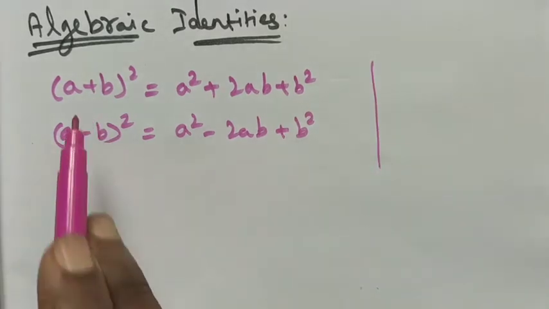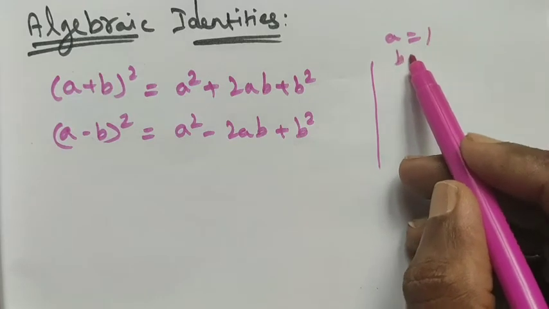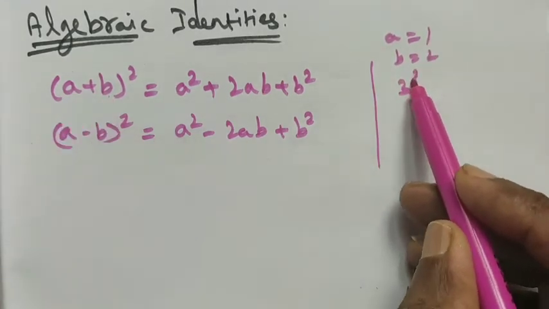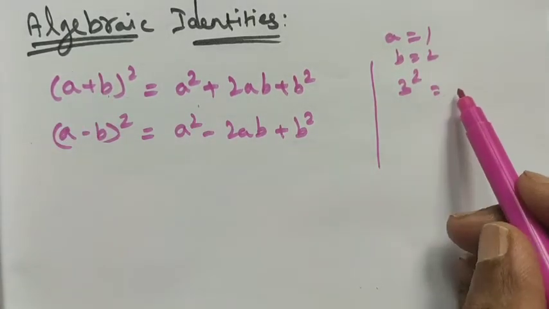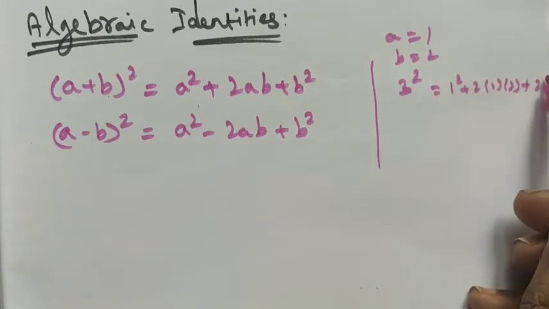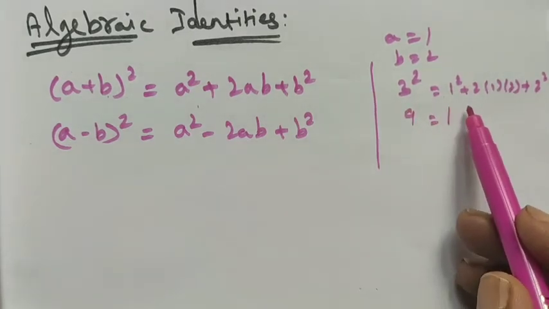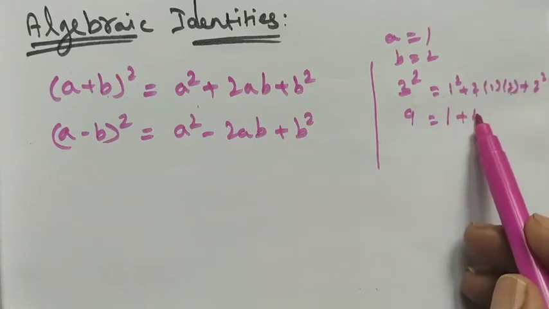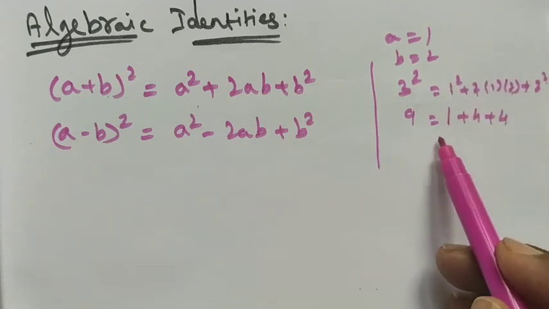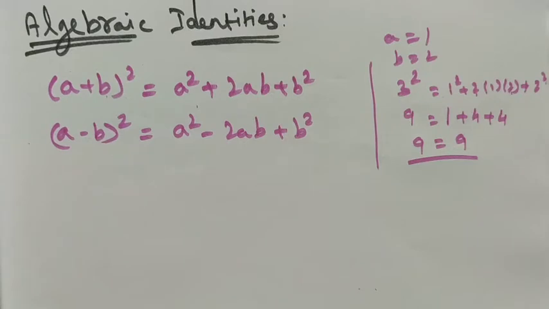Suppose I want to apply the value a equal to 1 and b equal to 2. So (1 plus 2) is 3 square. On the RHS side we have 1 square plus 2 into 1 into 2 plus 2 square. 3 square is 9. Here 1 square is nothing but 1, 2 into 2 is 4, plus 2 square is 4. So the sum of these numbers is equal to 9. Hence LHS equals RHS. That is the equality condition for algebraic identities, whatever the identities.